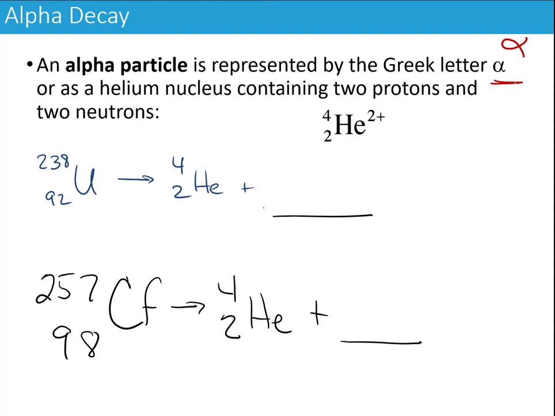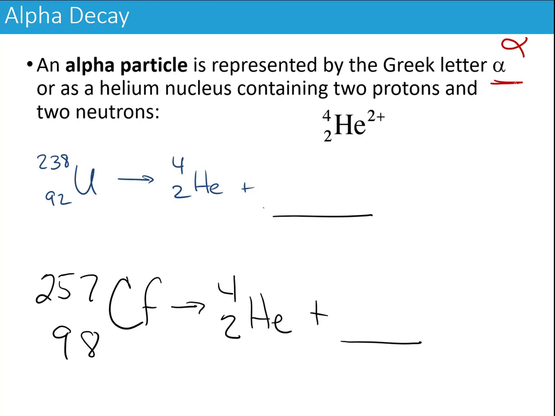When alpha decay occurs, a big atom, in this case uranium, actually spits 2 protons and 2 neutrons out of its nucleus. So they come shooting out. Protons have a mass of 1. Neutrons have a mass of 1. So if I lose 2 protons and 2 neutrons, the mass is going to go down by how many? If I lose 2 protons, each with a mass of 1, and 2 neutrons, each with a mass of 1, then the mass is going to go down by 4.